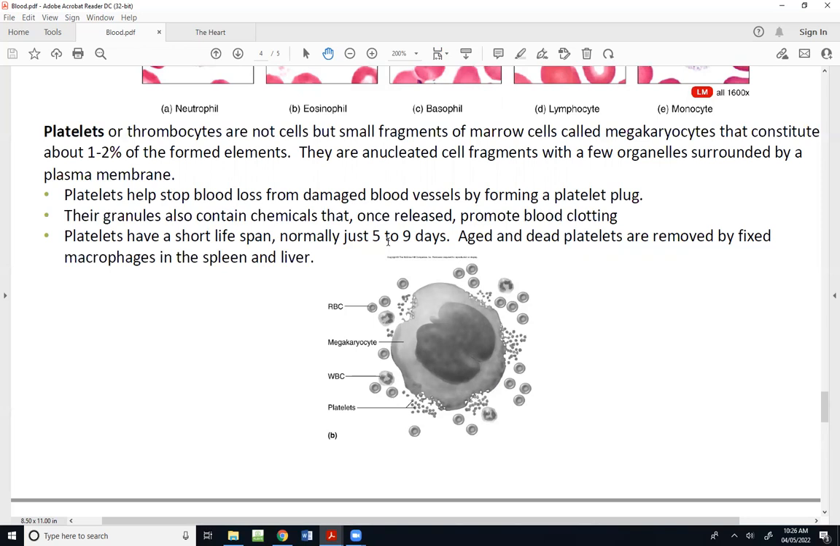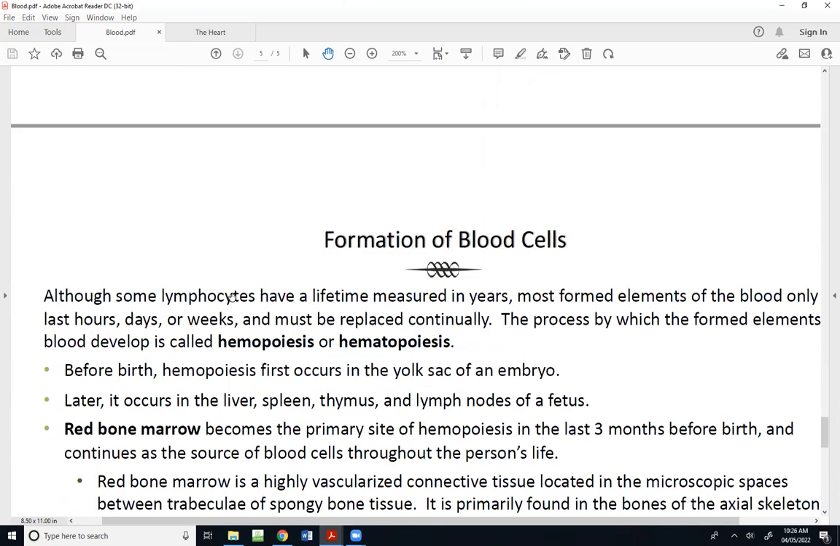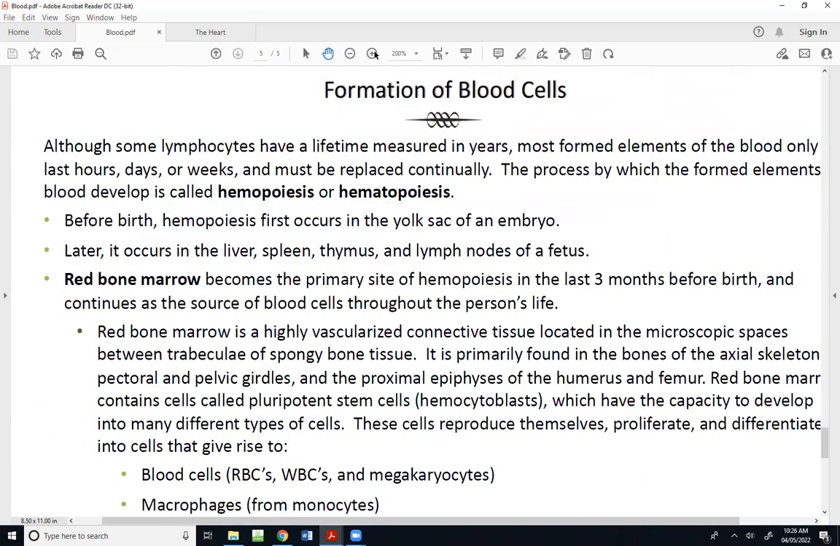But during that week, the 5 to 9 days, they are very important. One of the most important things they do is they help with the stoppage of a blood loss when a blood vessel is broken, forming what's called a platelet plug. And they release granules that help promote further formation of a blood clot, which is stuff I get into in physiology, as I mentioned already. All right, once again, no images to worry about, so we'll just move on.